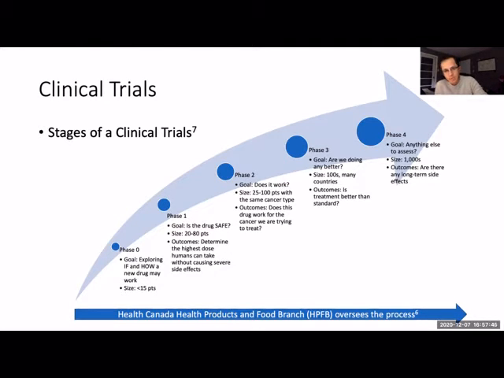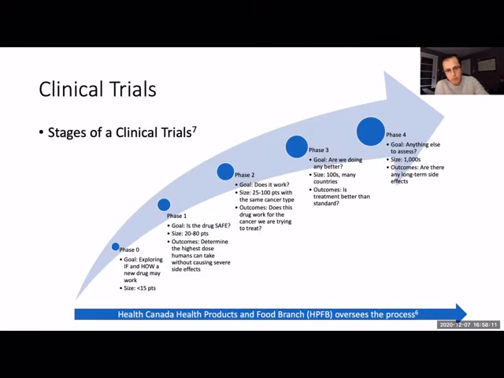The main outcome of this is not to look at disease response, but as I said, to see the safety of the drug. You usually have different cancers involved, so it's not just one specific cancer type. As I said, the goal of this is to see if the drug is safe. It's usually between 20 and 80 patients, and the outcome is to determine the highest dose that humans can take without causing severe side effects.